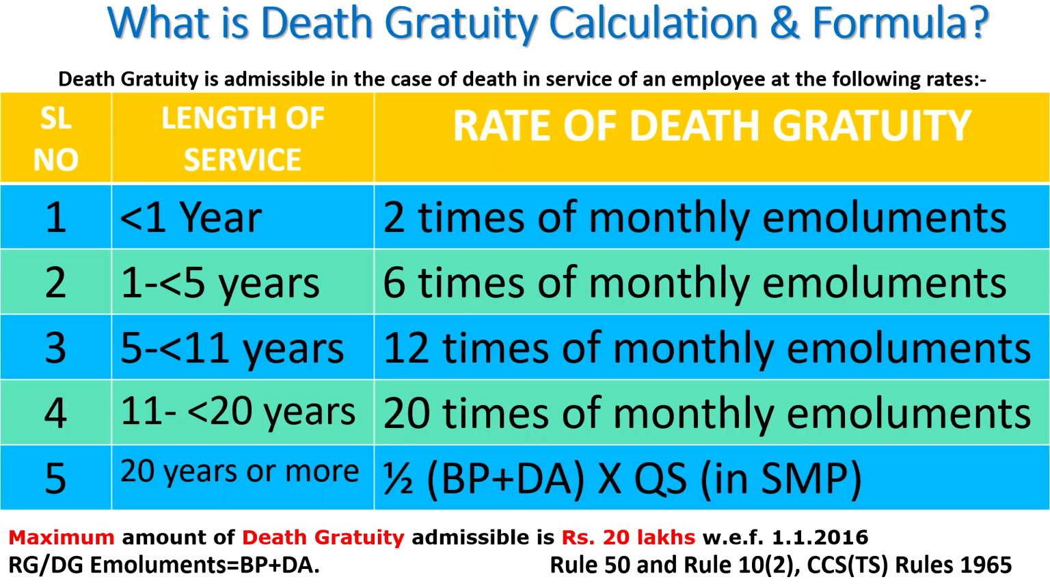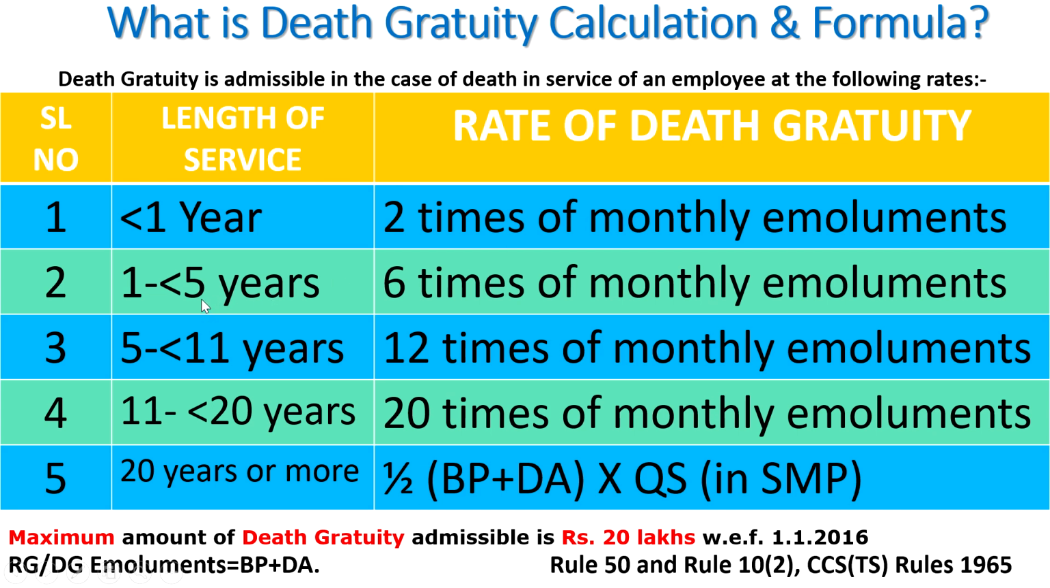Now the death gratuity, what is the death gratuity calculation and its formula? Death gratuity is admissible in case of death in service of an employee at the following rates. The maximum amount of death gratuity admissible is 20 lakhs with effect from 1/1/2016. And the emoluments for retirement gratuity or death gratuity is basic pay plus DA. This is as per Rule 50 and Rule 10(2) of CCS Temporary Service Rules 1965. And if the length of the service is less than 1 year, then the rate of death gratuity is 2 times the monthly emoluments. The monthly emoluments means the basic pay plus DA at the time of death.